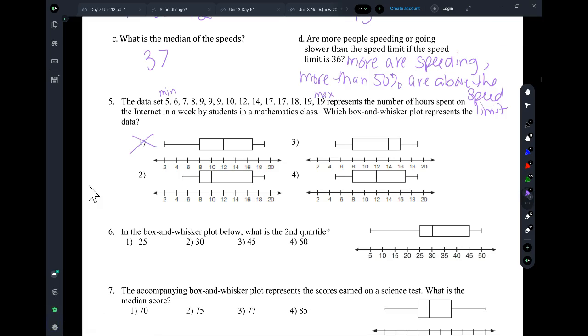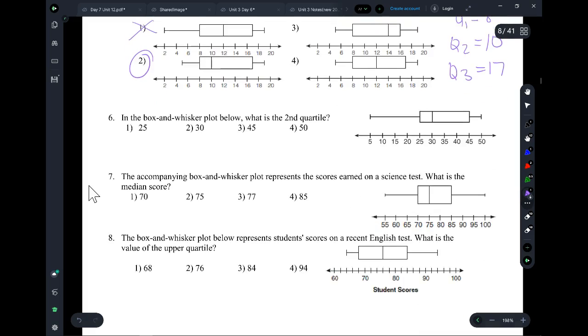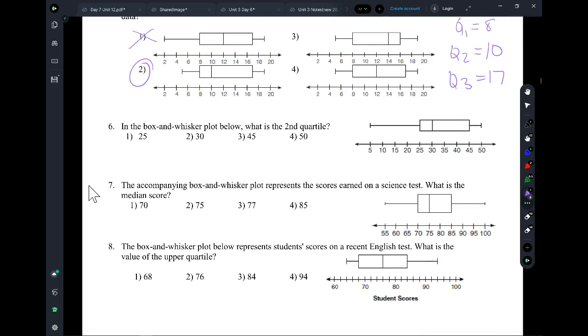Okay, hopefully you had some time to calculate your 5-number summary. We already knew what the min and max was, but hopefully you discovered your Q1 is 8, your Q2 or your median is 10, and your Q3 is 17, which should be a perfect match with option 2. Number 6, quick, easy question here. In the box and whisker, what is the second quartile? That's your median. That is 30.